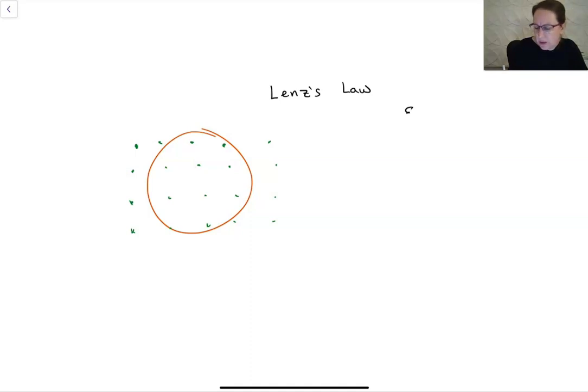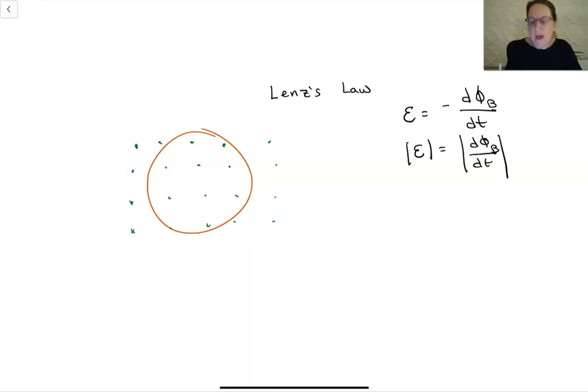And it's often written as the induced EMF, the induced voltage, is equal to minus the change in the magnetic flux with respect to time. But the sign convention can be a little bit tricky. So the way I tend to do it is I say the absolute value of the EMF is equal to this, the absolute value of the change, and then I find my direction by doing the analysis of what opposes change.